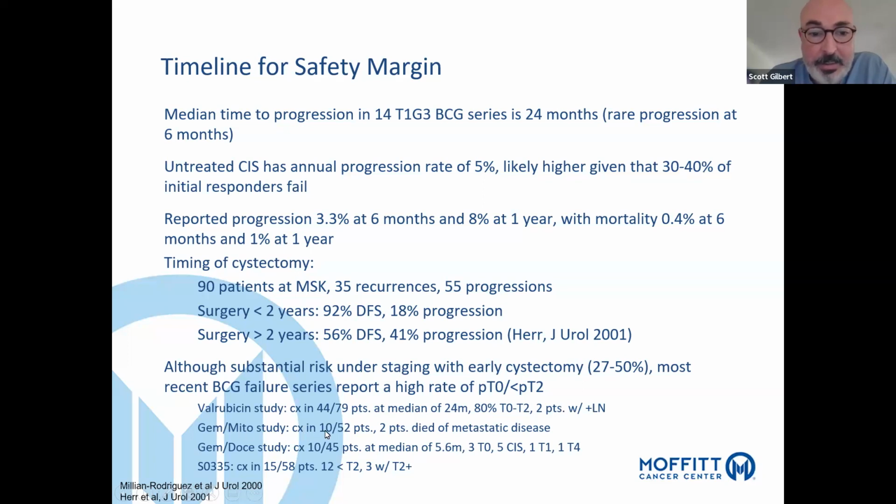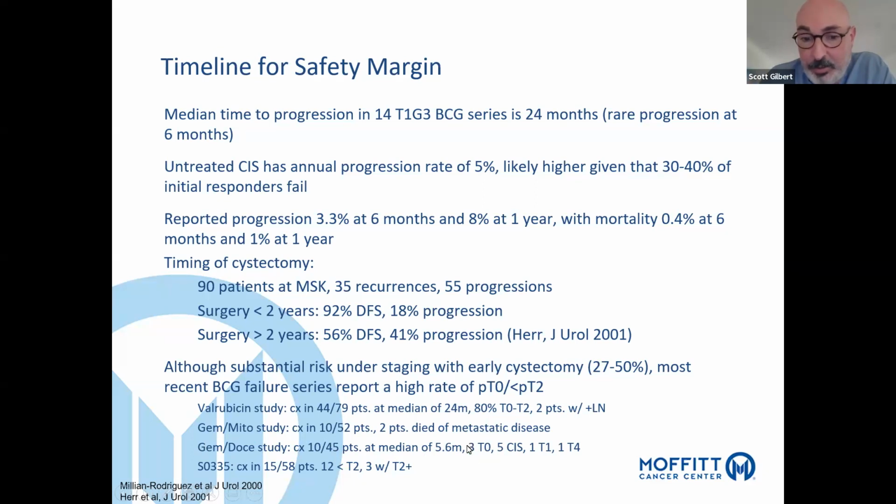nodes. In the Gilbert study, about 20% of patients, 10 of 52, underwent cystectomy and 2 died of metastatic disease that at some point escaped the bladder and was not evaluable or recognizable on pre-cystectomy CT scans. In the Gemdosi study, similar number, 10 out of 45 patients underwent cystectomy at a median of about half a year. And here's a breakdown in terms of pathologic response.